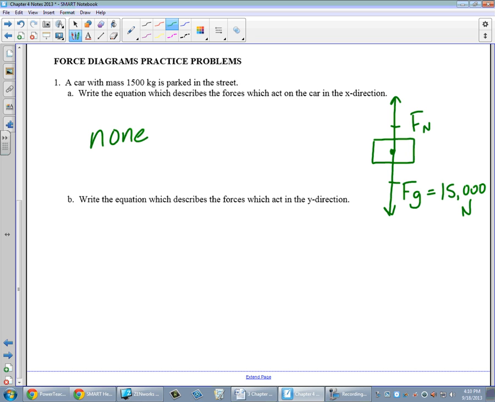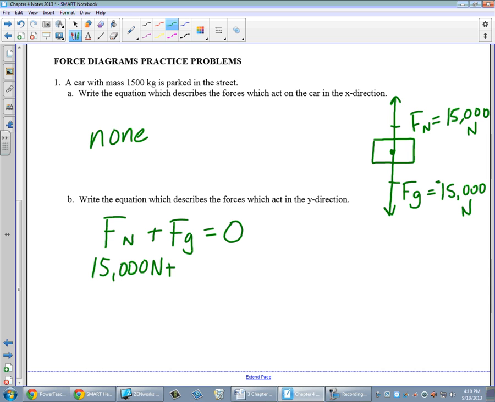In the y direction, however, I can say that Fn plus Fg is equal to 0. And what I'm going to do is look at my forces in the cardinal directions, that's straight up and straight down. I'm going to call Fn positive going up and Fg negative going down. So Fn is 15,000 newtons. Fg is negative 15,000 newtons. And the sum of those forces is 0. And the sum of the forces on that car is 0.